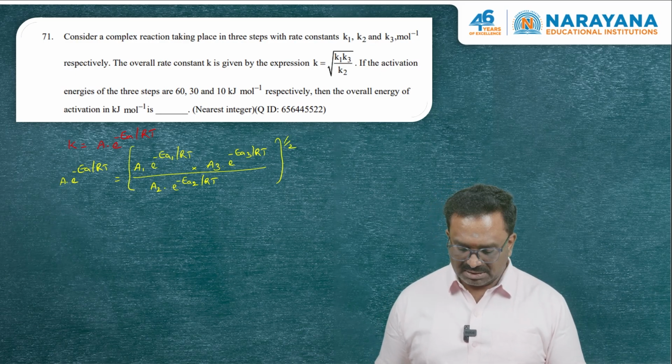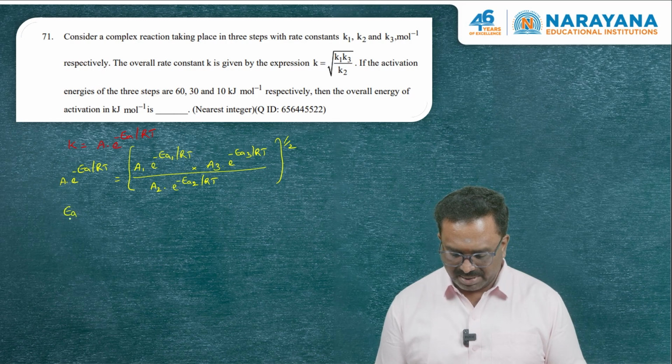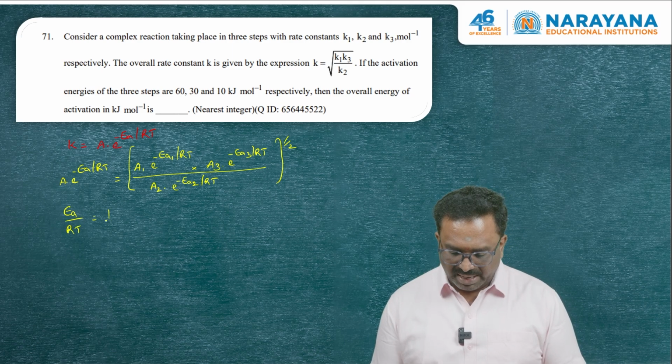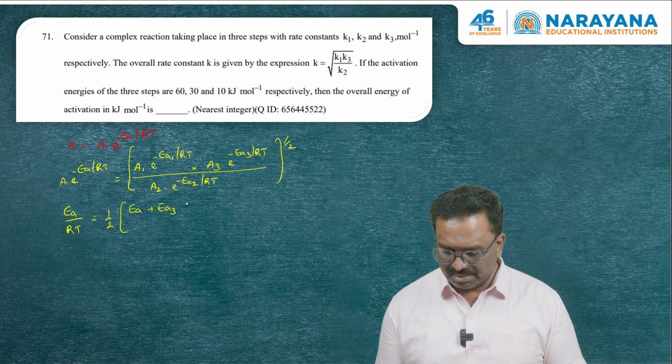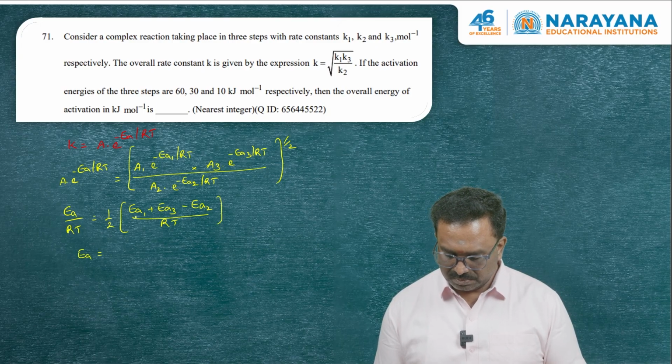So if we simplify this one, EA by RT is equal to 1 by 2 into EA1 plus EA3 minus EA2 by RT. So this is EA is equal to EA1 plus EA3 minus EA2 by 2.